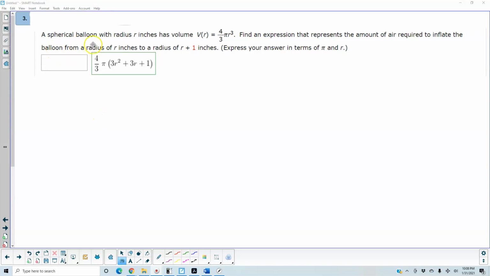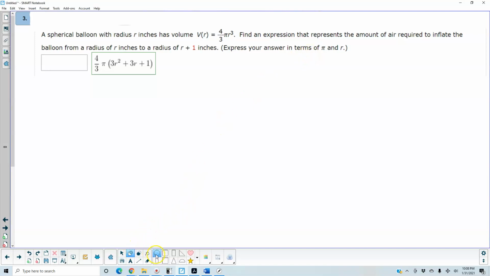A spherical balloon with radius r inches has a volume of V of r, which is equal to 4/3 pi r cubed. We want to find an expression that represents the amount of air required to inflate the balloon from a radius of r inches to a radius of r plus 1 inches. And then we're going to express the answer in terms of pi and r. First, let's just consider a picture.